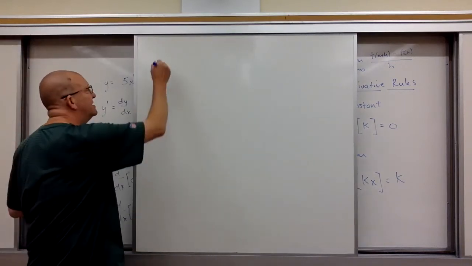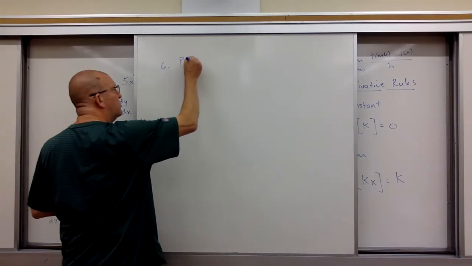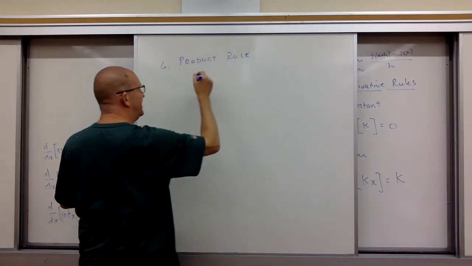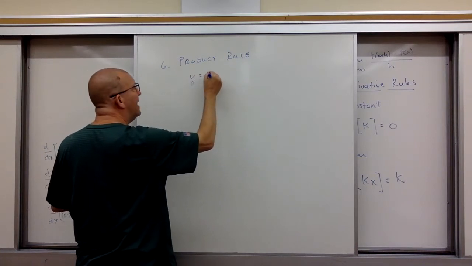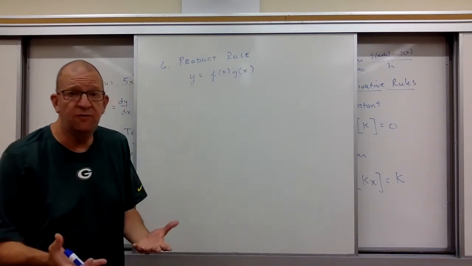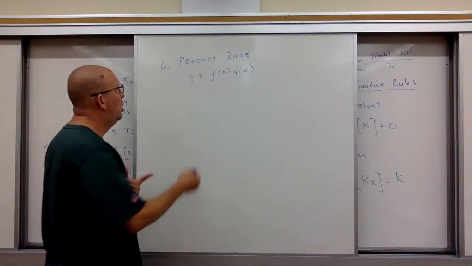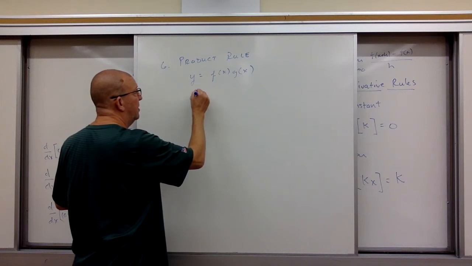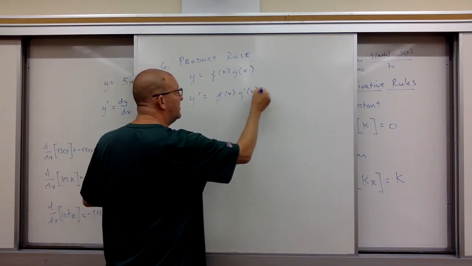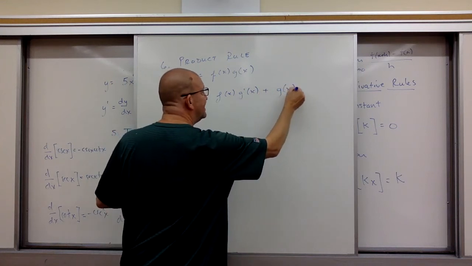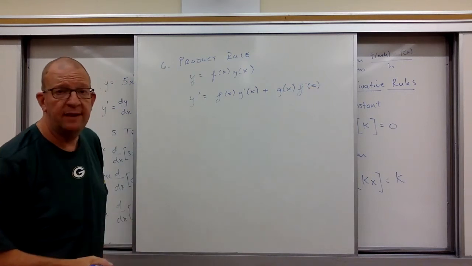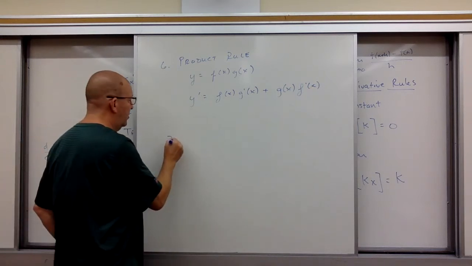Okay, number 6, we call the product rule. And the product rule says, if you have y equals f of x times g of x, right? 2 functions of x, we have a rule for this. Y prime is going to be the first times the derivative of the second plus the second times the derivative of the first. And then we have the quotient.